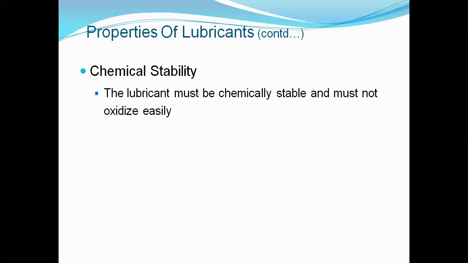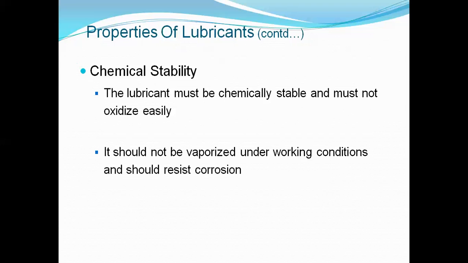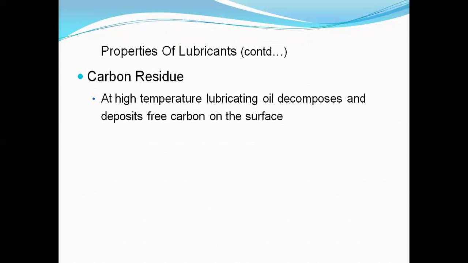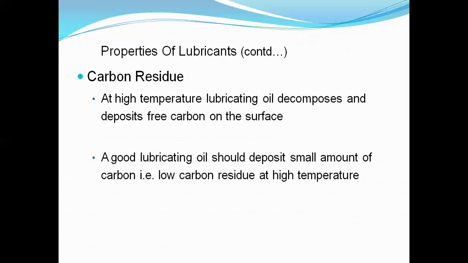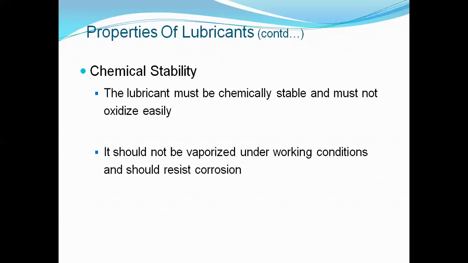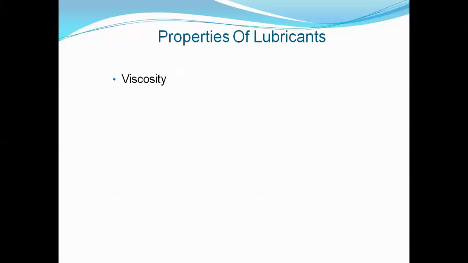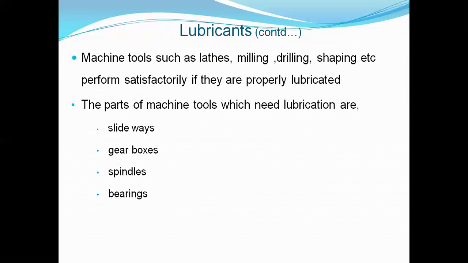Chemical stability. The lubricant must be chemically stable and must not oxidize easily. It should not vaporize under working conditions and should resist corrosion. At high temperature, lubricating oil decomposes and deposits free carbon on the surfaces. A good lubricating oil should deposit a small amount of carbon, that is, low carbon residue, at high temperature. So these are the properties of lubricants. We have completed the properties of lubricants, right? And what a lubricant is, and the purpose of lubricants, right?